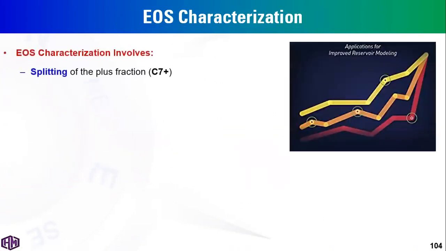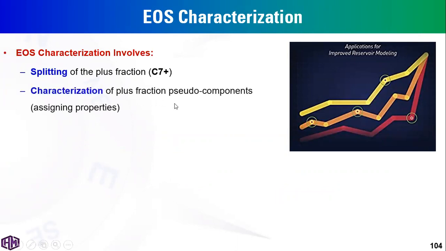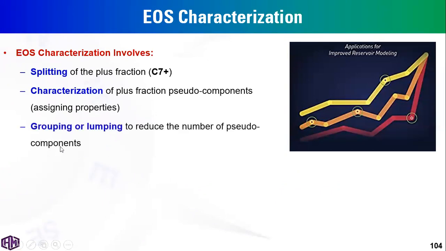So tuning of the equation of state has a specific workflow: splitting the C7 plus characterization using specific pseudo components, and also grouping. Once the fluid is characterized, we can lump or group to reduce the number of pseudo components and reduce the calculation time for simulation applications, for example. And the fine tuning is to match lab experiments, by changing some of the equation of state parameters.